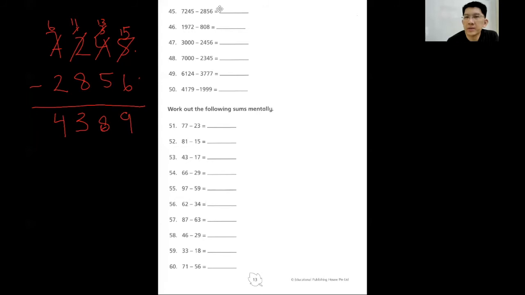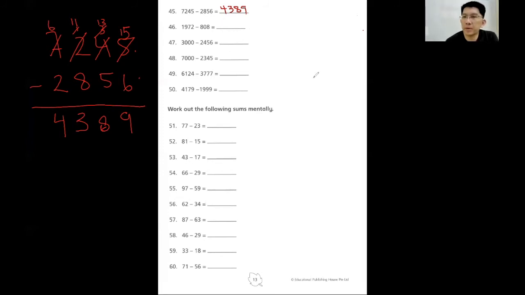Okay, so the answer to number 45. I'm going to write that because the screen keeps popping. Okay, see if I can move it down here. I'm going to try to write it here. So the answer to number 45 is 4,389. Okay, so that's the answer for number 45.